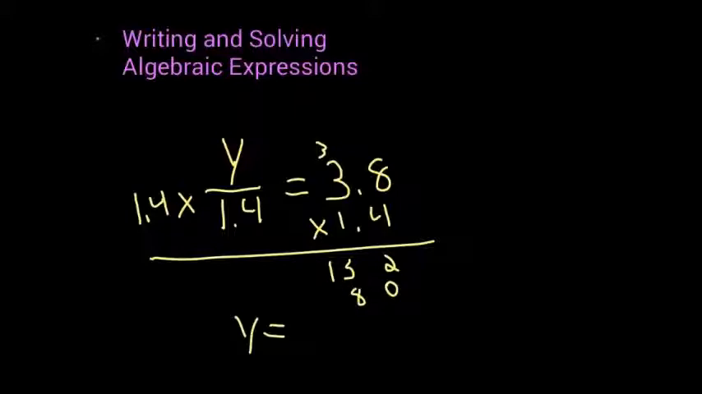times 8 is 8, 1 times 3 is 3, add that up, I get 2, 3, and 5. I've got 2 decimals in my problem, so I need 2 digits behind the decimal in my answer. So my answer there is 5 32/100 equals y.